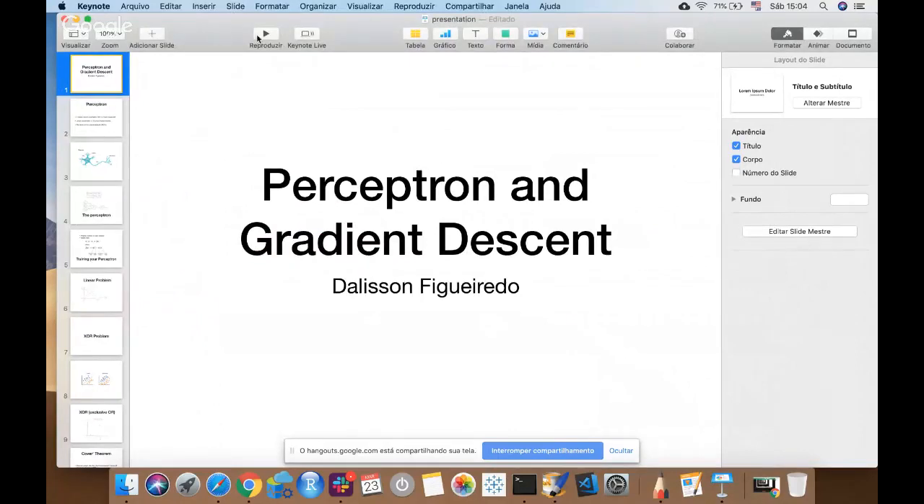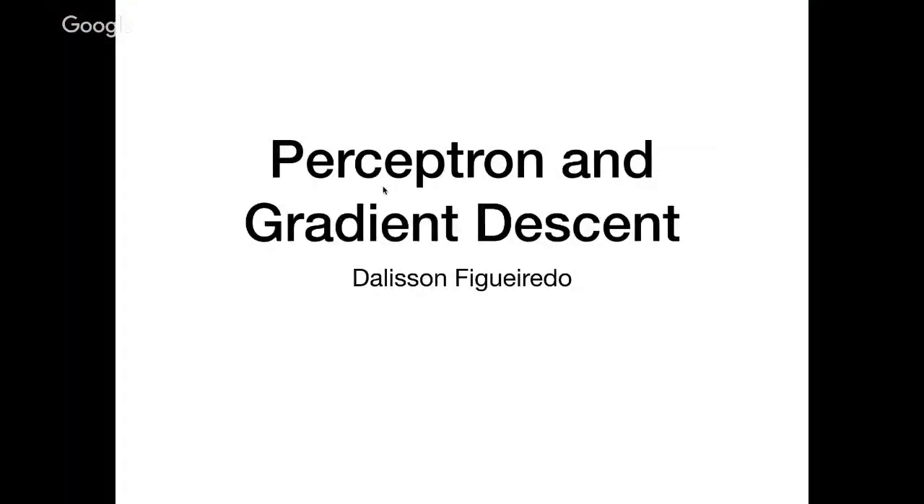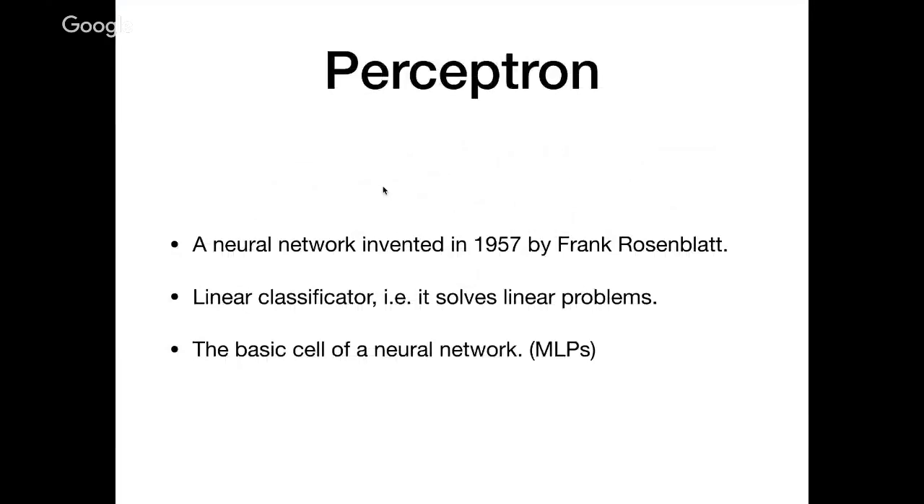Perceptron and gradient descent by me. So let's go. So what is a perceptron? The perceptron is a type of neural network, a mathematical model actually invented in 1957. So it's been quite a few years, by a guy named Frank Rosenblatt. And what it is basically is a linear classificator. It solves just linear problems. We're gonna see in a bit what is a linear problem, what is a non-linear problem.